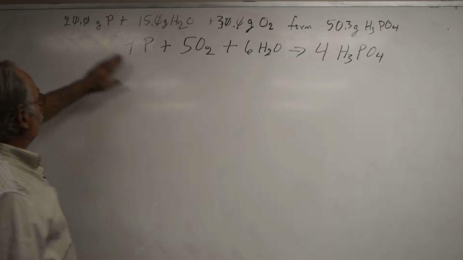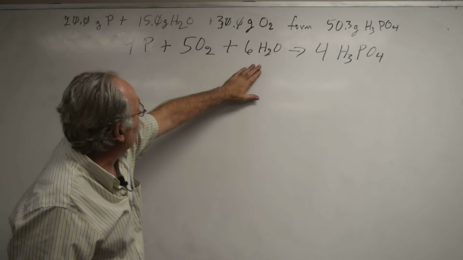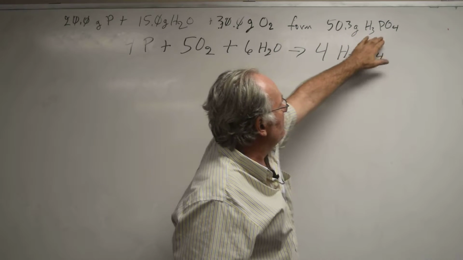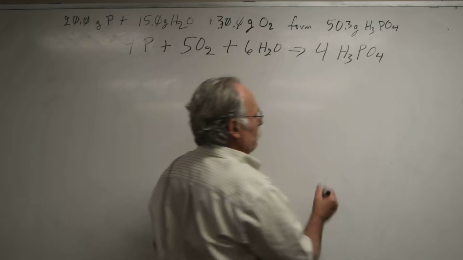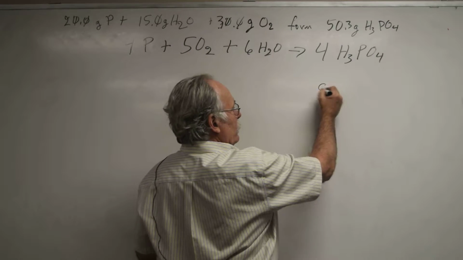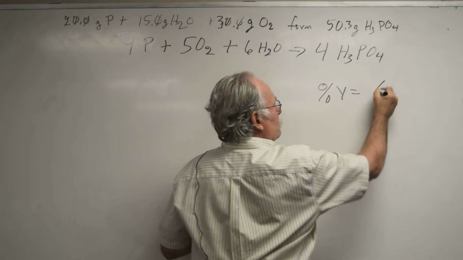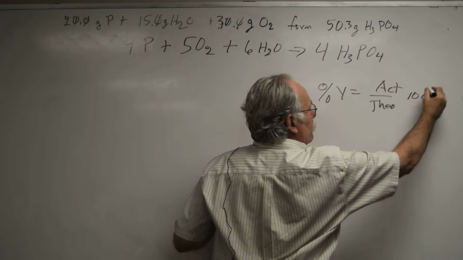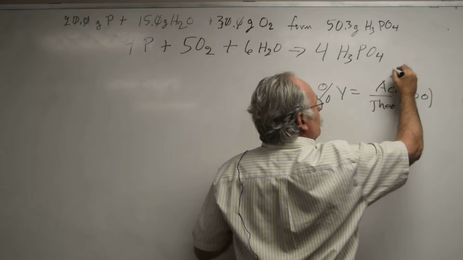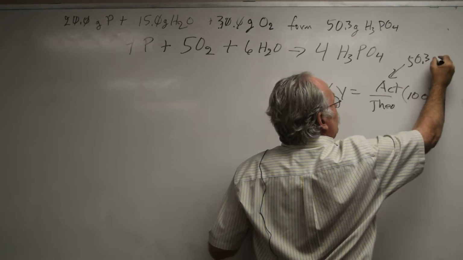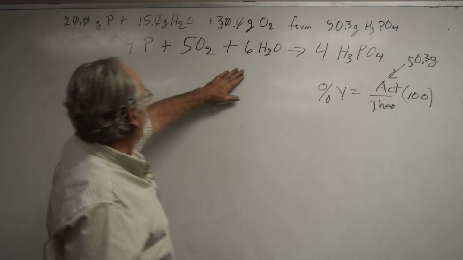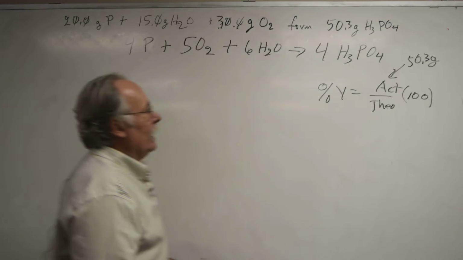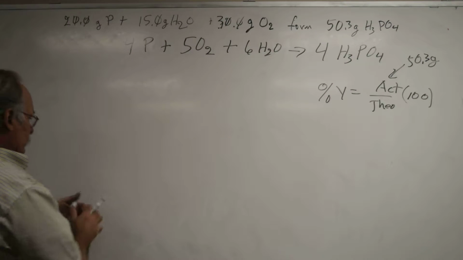In this problem, we've mixed 20 grams of phosphorus, 15 grams of water, and 30 grams of oxygen, and we form 50.3 grams of H3PO4. So what we want to solve for is the percent yield, and the percent yield is equal to the actual yield over the theoretical yield times 100. The actual yield is the 50.3 grams. So we need to know what is the limiting reagent and what is the maximum amount of phosphoric acid we can produce. Now I'm going to do this the quick way.